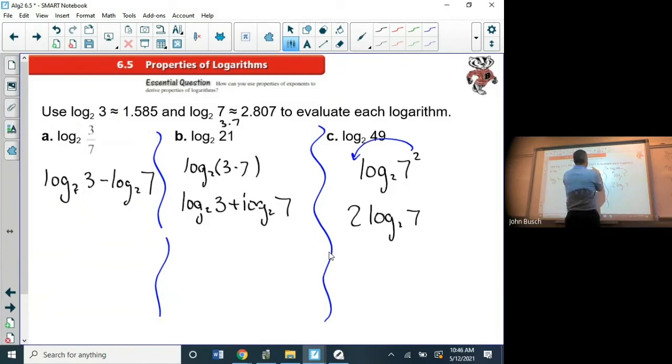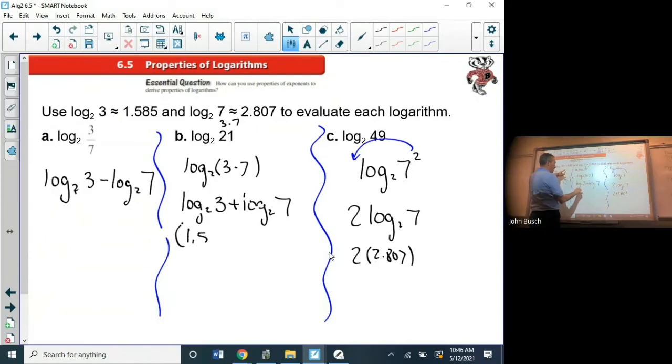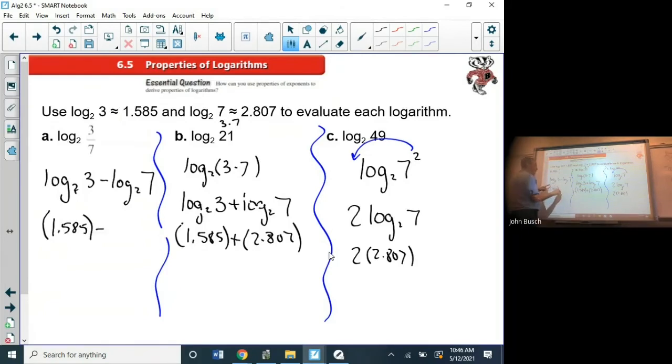And then if we're going to use the decimals, we have 2 times 2.807, and whatever number that is, that's the decimal approximation. But of course, you can just plug it in your calculator. This one we say 1.585 plus 2.807, and this one is 1.585 minus 2.807. Okay.